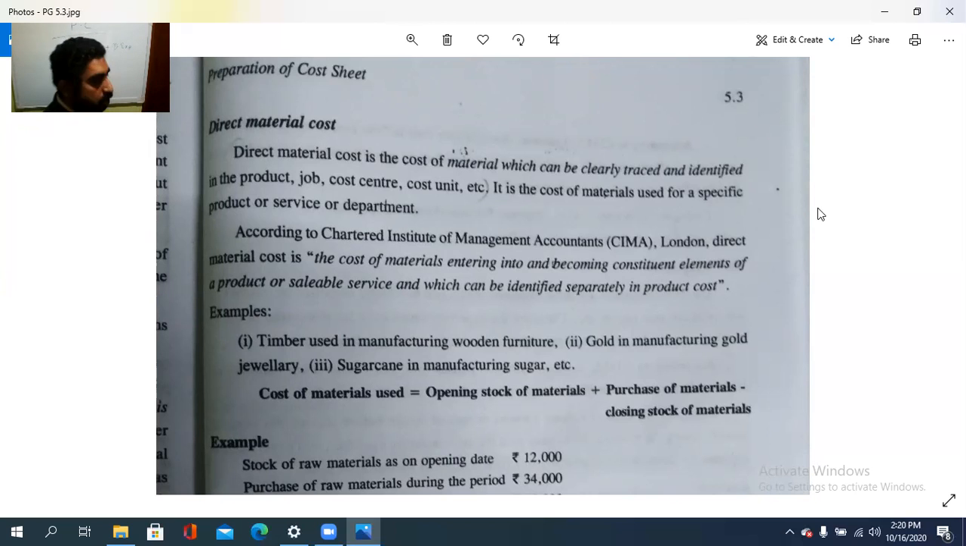For example, timber used in manufacturing wooden furniture, gold in manufacturing gold jewelry, sugarcane in manufacturing sugar. Therefore, cost of raw materials consumed is equal to opening stock of materials plus purchases of material minus closing stock of material.